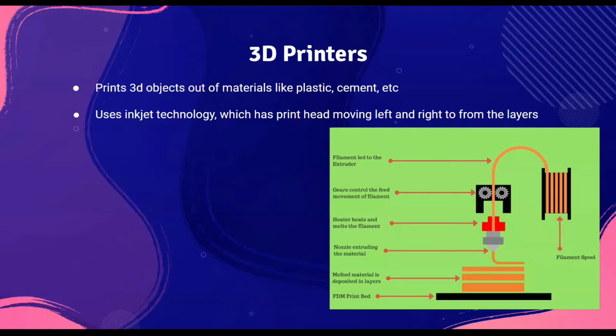Coming on to a different type of printer which prints actual 3D objects. Yes, the 3D printers. 3D printers work similar to the inkjet printers because both contain a print head moving left and right to print. You would have understood by just seeing the image, but it is my duty to explain.